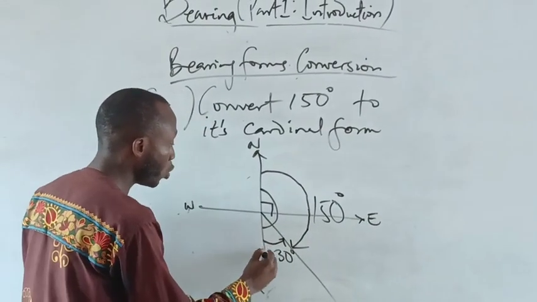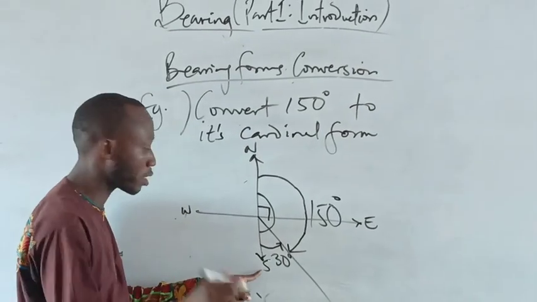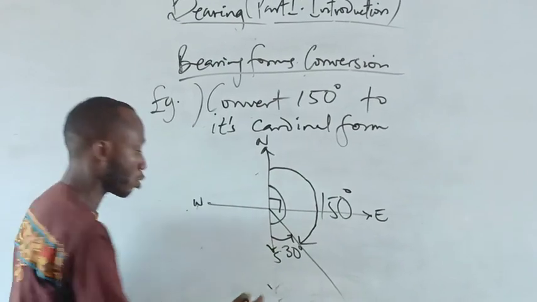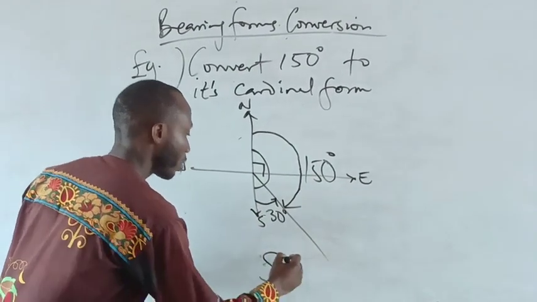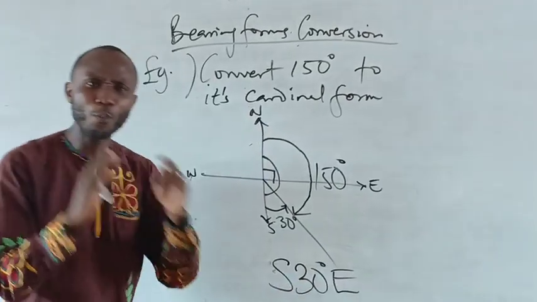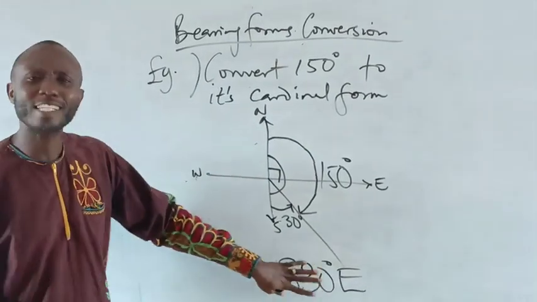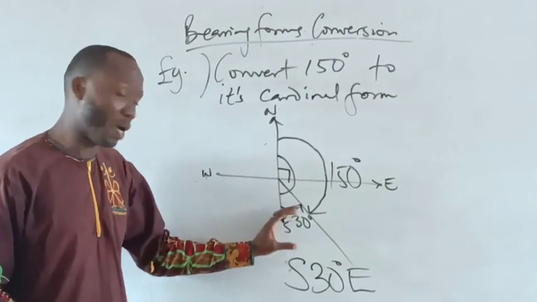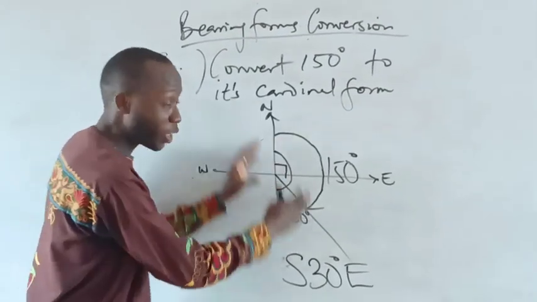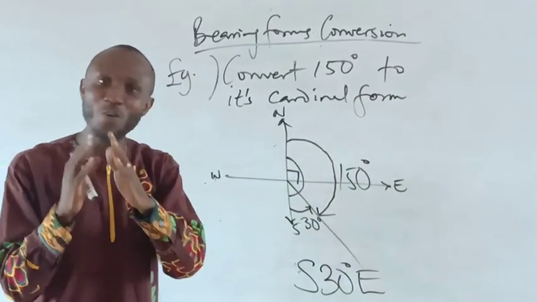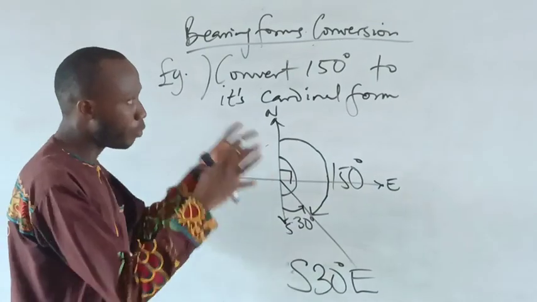And I told you, we normally work with the vertical axis first. So don't forget, the angle of 30 degrees is starting from the south. So south, 30 degrees east. I hope that is understood. This is a bundle of knowledge, so don't play with this. Maybe you have to rewind and watch this particular part that I just did, because if you can understand this, bearing will not be a problem when it comes to illustrating.